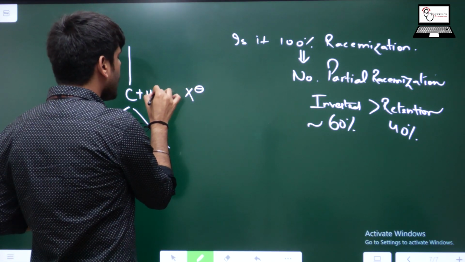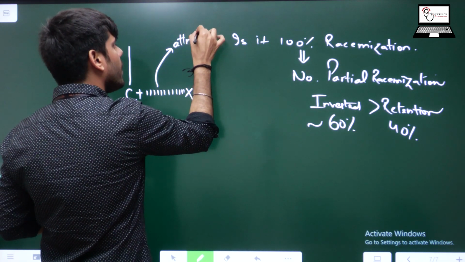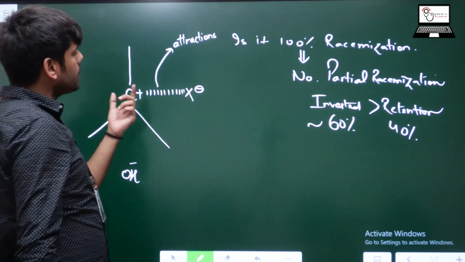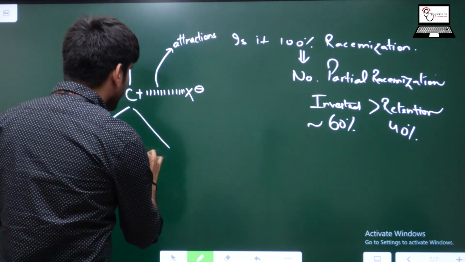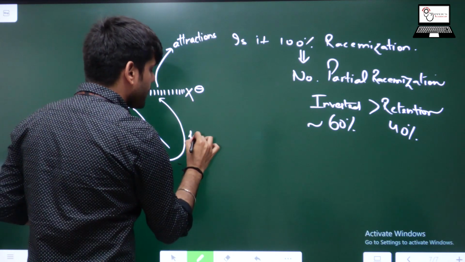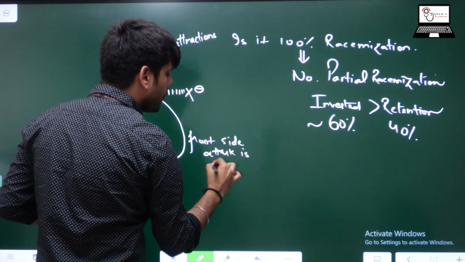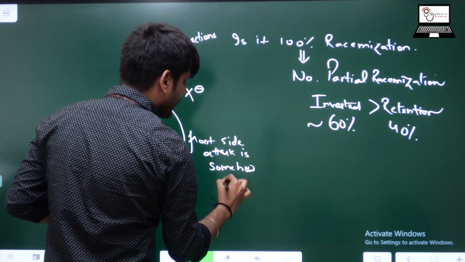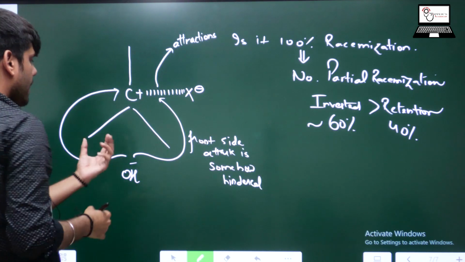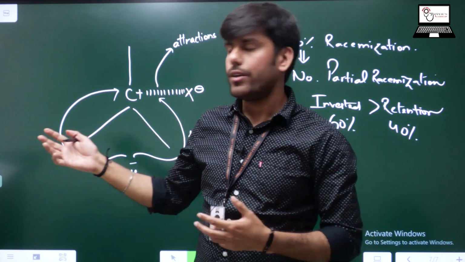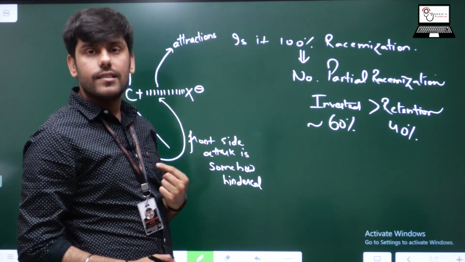Can I say that there are some sort of attractions? Yes or no? And because of these attractions, the front side attack is somehow hindered, and the back side is free. So the back side attack is more favorable than the front side attack.